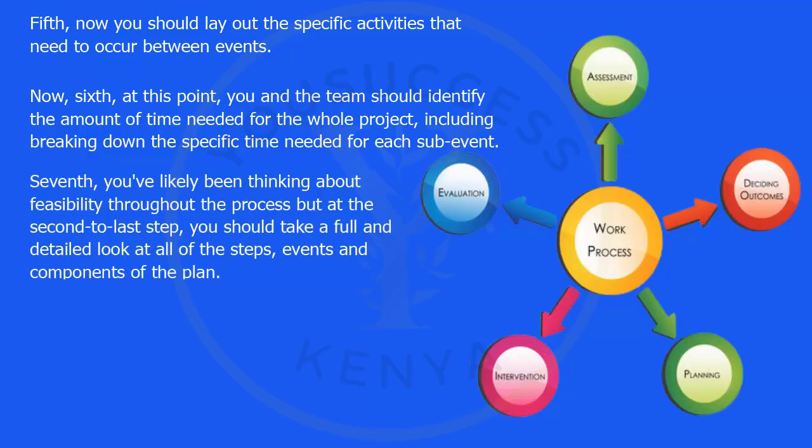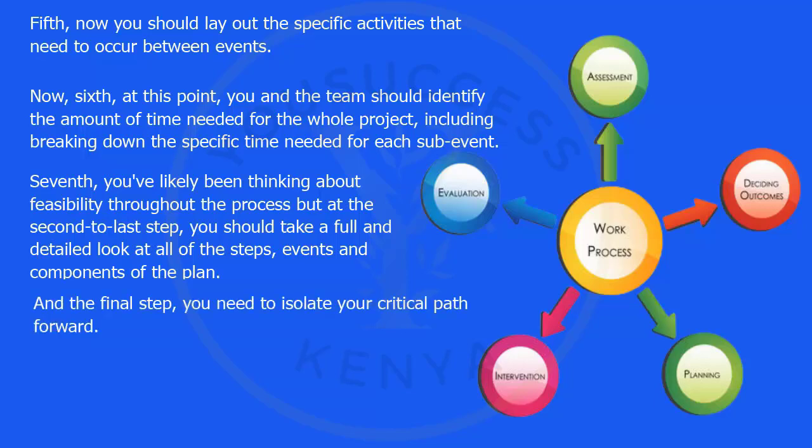Seventh, you've likely been thinking about feasibility throughout the process, but at the second-to-last step, you should take a full and detailed look at all of the steps, events and components of the plan. Now, ask yourself the big question, is it feasible? If it isn't, figure out why not and what adjustments need to be made to make it so. Maybe you have to consider extending the project. Honesty and openness are key here.